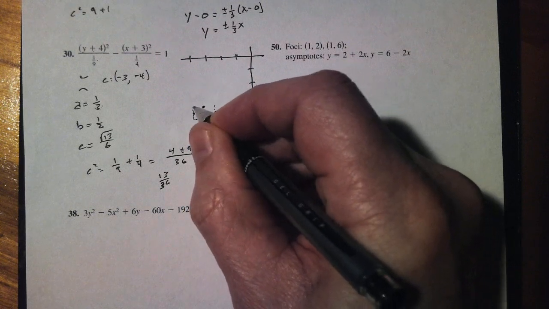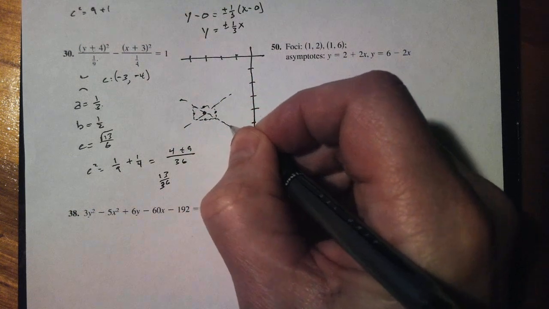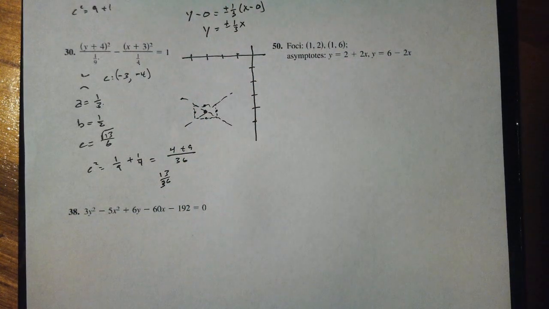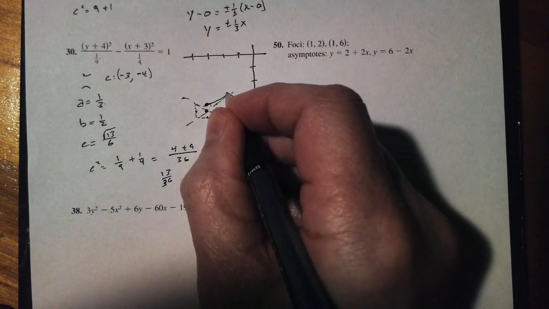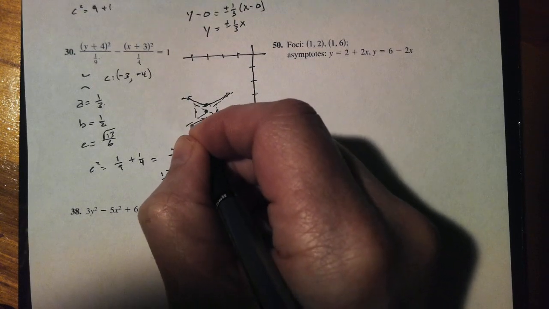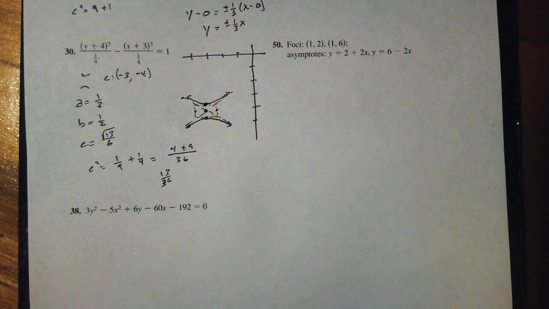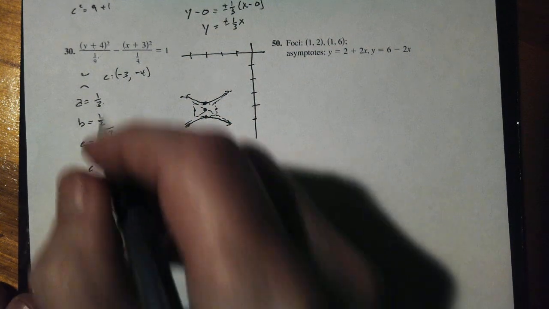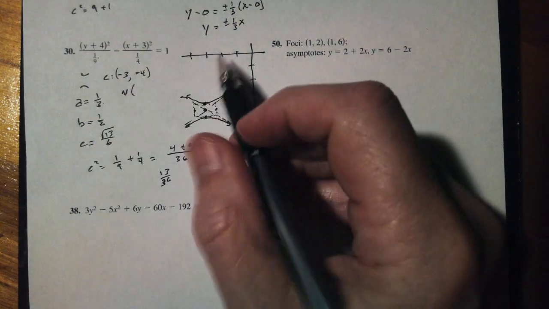Build our rectangle. Build our asymptotes. Sketch an up and down. Right here's the vertex. Right here's the other vertex. Get it to the asymptotes. Don't pull away from them. So far, so good. So let's talk about the vertices. Where are the vertices located?